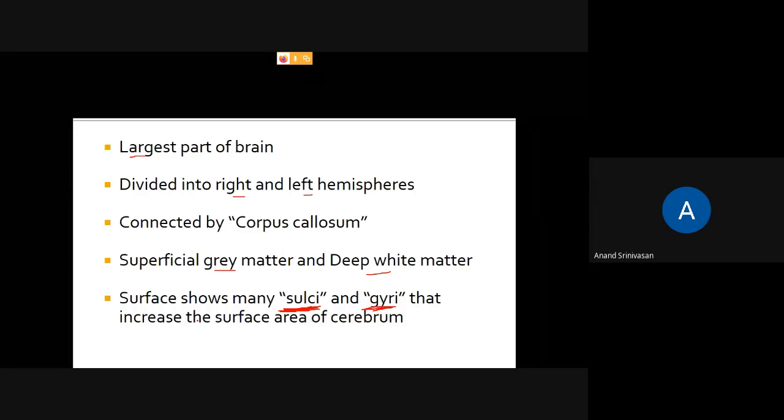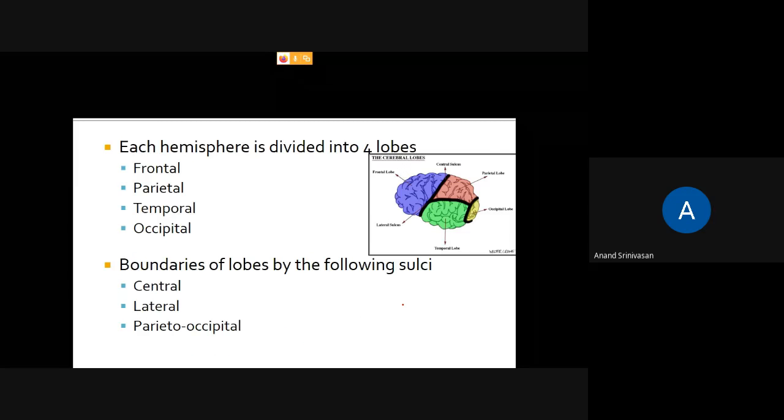All right, so the cerebrum is the largest part, divided into right and left hemispheres, but it is connected at a small part which is called the corpus callosum. It has a superficial gray matter and a deep white matter. The surface of the cerebrum shows many sulci and gyri, which increase the surface area of the cerebrum. Now we'll see how the cerebrum is divided.